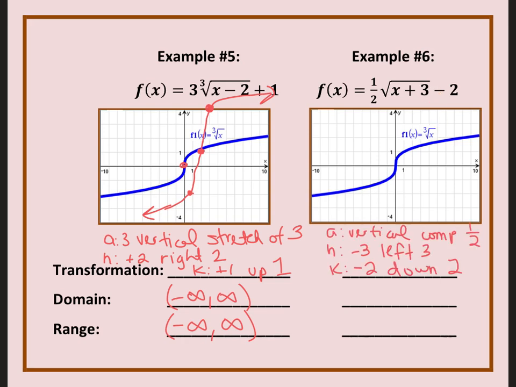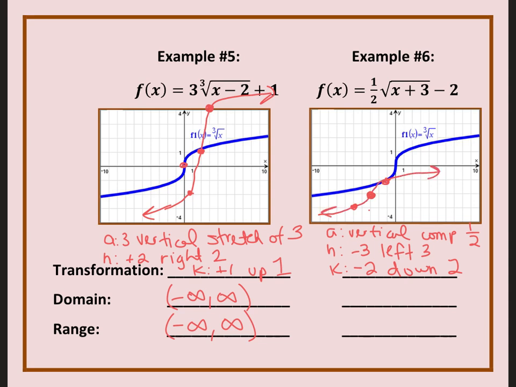Okay, again, when I graph this, I like to think about this origin. Where is it moving? It's moving to the left 3, and it's moving down 2. So my first point I'm going to plot is (-3, -2). Now this graph has a vertical compression of 1/2. That's up 1 over 2, down 1 over 2, and this does curve.